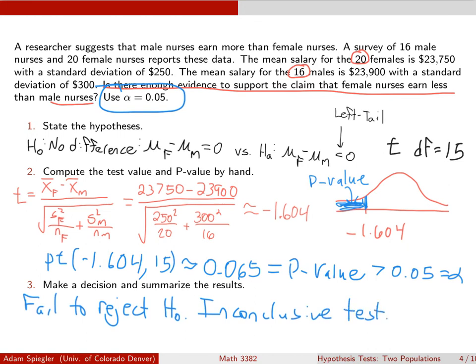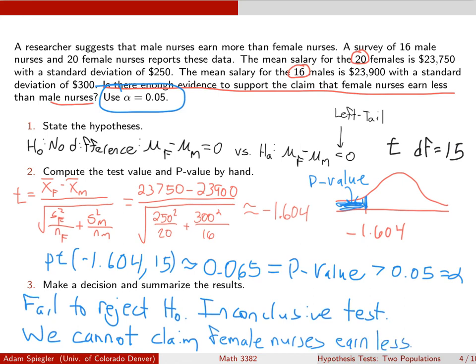And if we're using this to make some decision whether female nurses make less than male nurses, we can't claim that they do, we can't claim that they don't, but we have not gathered enough evidence to support our claim. So we cannot claim that females earn less than males. We can't claim that they make the same amount either. This is just an inconclusive test result.